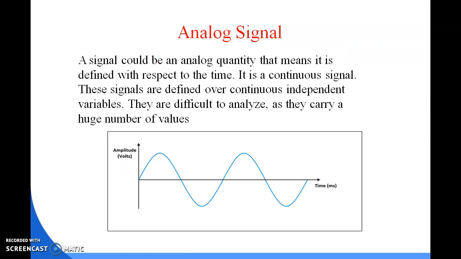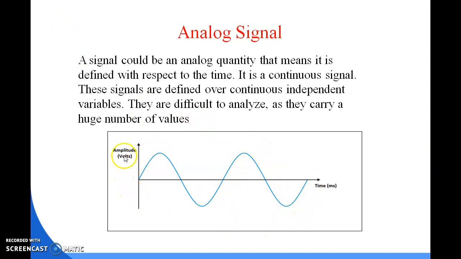An analog signal is defined with respect to time. It is a continuous signal, defined over continuous independent variables, and they are difficult to analyze as they carry a huge number of values. So this is the picture, a continuous curve, a sinusoidal curve, right?